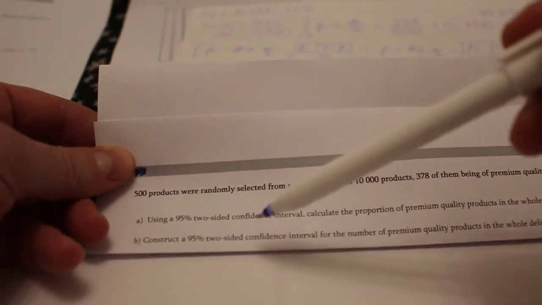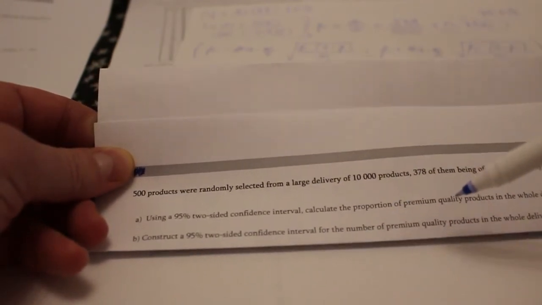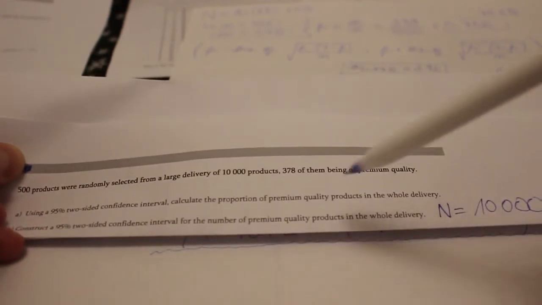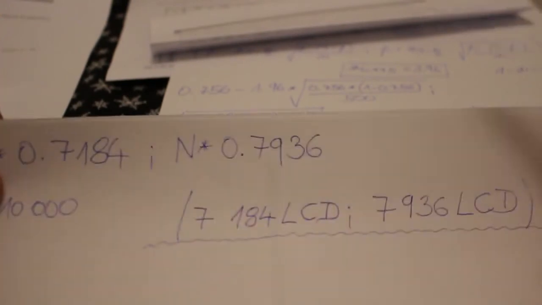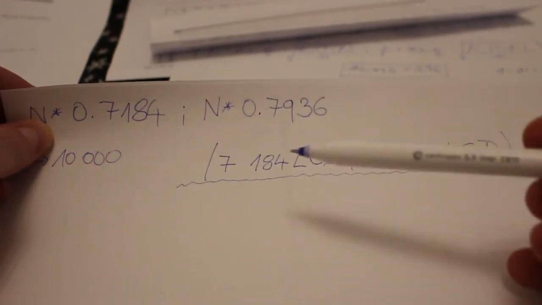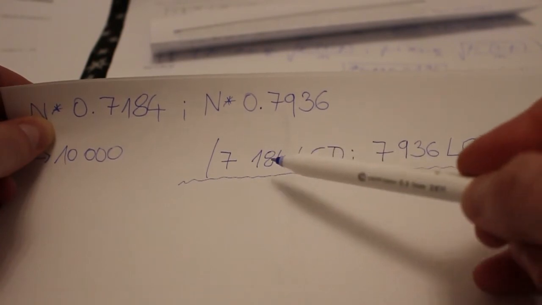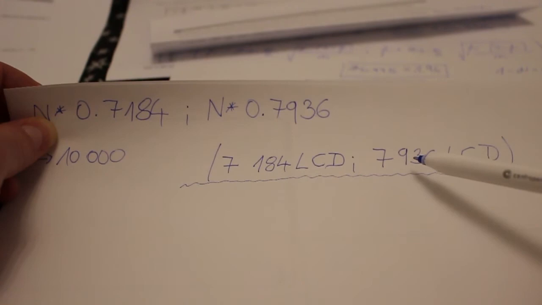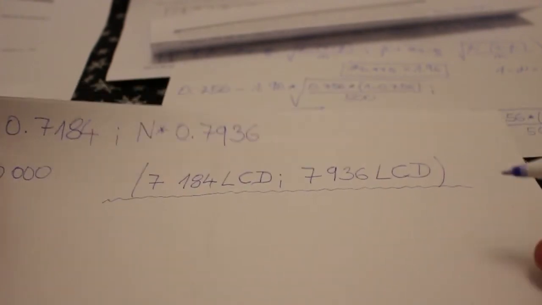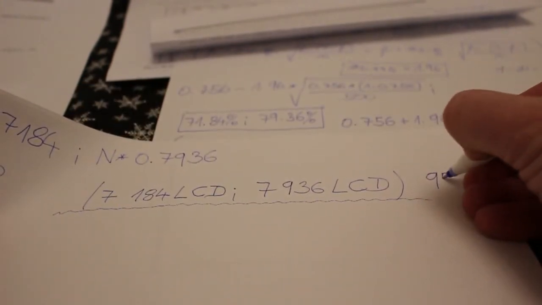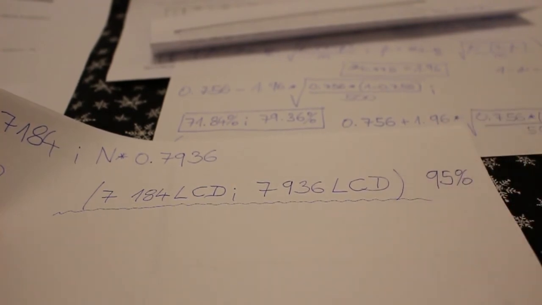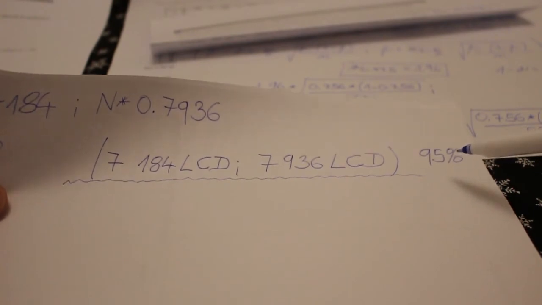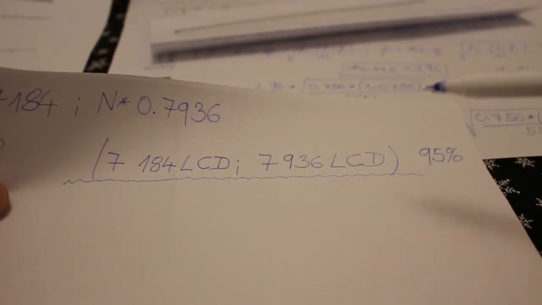Construct a 95% two-sided confidence interval for the number of premium quality products in the whole delivery. In your whole delivery, you can expect the total number of premium quality displays to be between 7,184 and 7,936, with 95% probability. This is the confidence level of this interval.